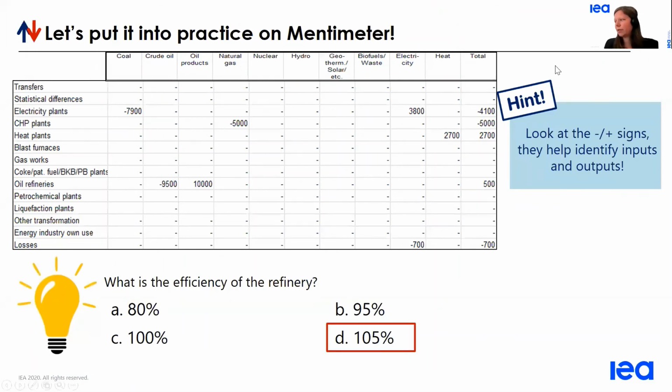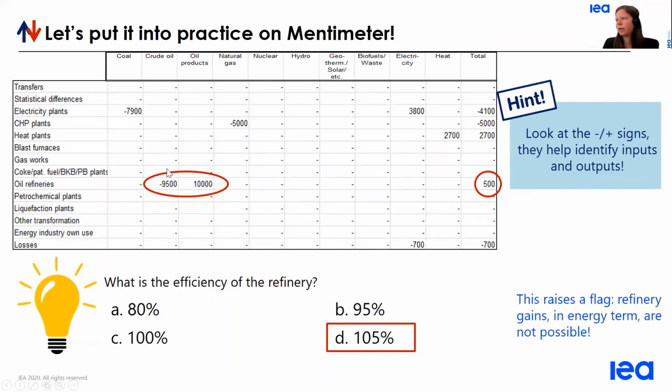So the correct answer is 105%, because the efficiency is calculated as the output. The output here is the 10,000 kTOE divided by the input, which is the 9,500 kTOE. Here, as we are in an energy balance format, we already have the right units. We don't need to convert anything. We have an energy unit and it's all in net calorific basis. So we only need to take the output, 10,000, divided by the input, 9,500, which gives us the 105% efficiency.